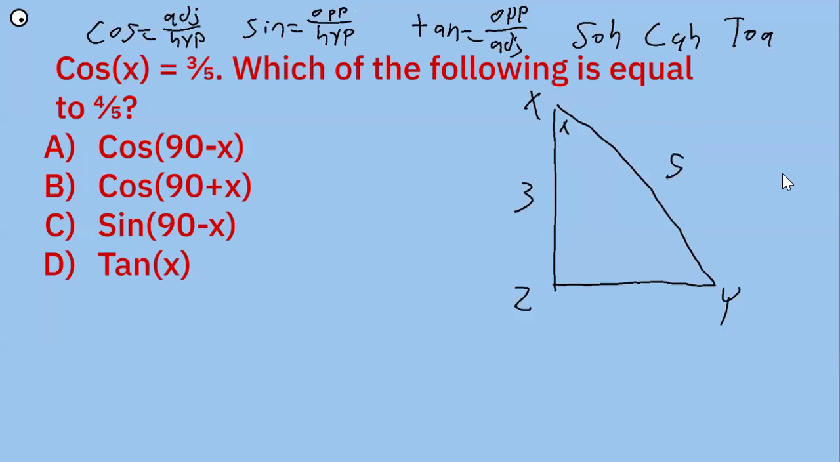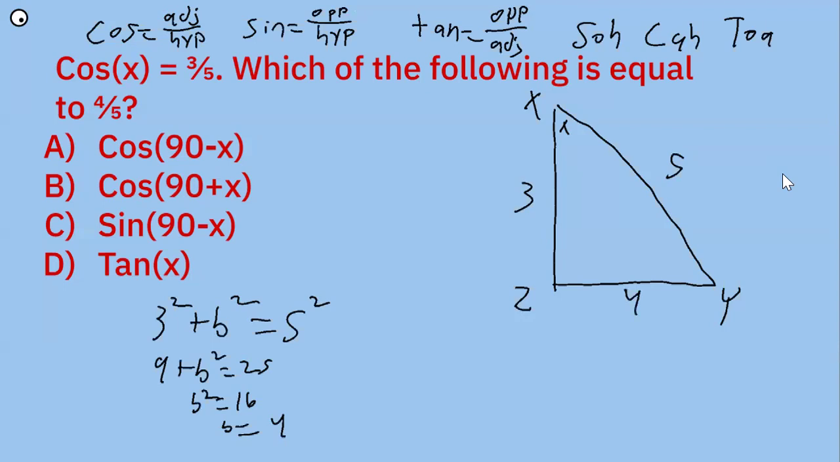And let's find this one here with the Pythagorean theorem. It'll be 3 squared plus b squared equals 5 squared. So that's 9 plus b squared equals 25. So b squared equals 16. So b equals 4.